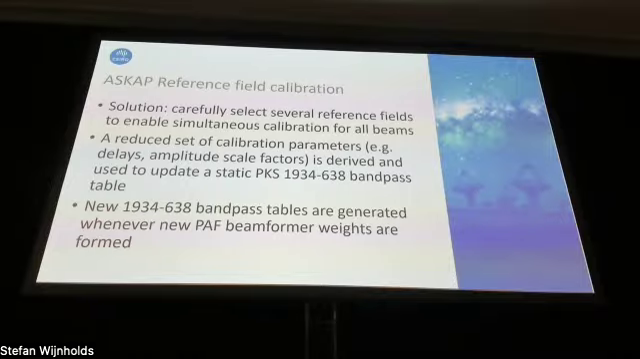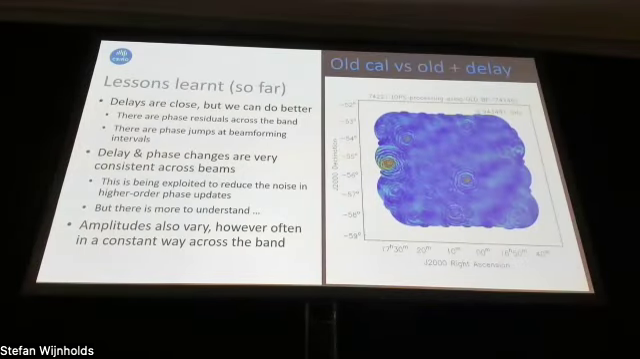The idea here isn't to do a full new bandpass calibration. It's just to measure a few things, like changes in the delays and changes in bulk amplitude scale factors. Then we can take a static 1934 bandpass that we did earlier and use this reduced set of calibration parameter updates to update our bandpass. Every time we update our beamformer weights and form new weights on the sky, we can redo our calibration as well, and reset our static bandpasses.